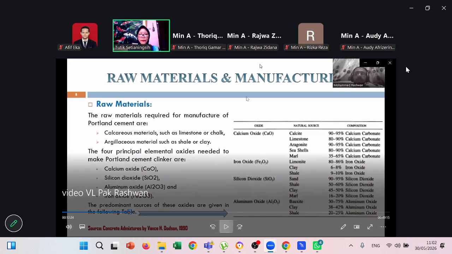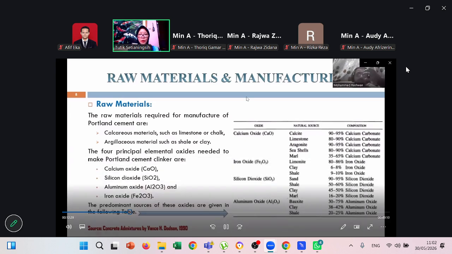The iron oxide, which gives the gray color of the cement, can be obtained from limonite, clay, and shale. Silicon dioxide can be provided from sand, shale, clay, even marl, because all these sources contain silica in their structure.